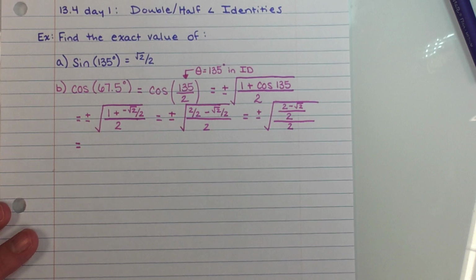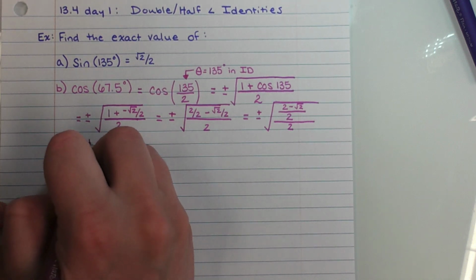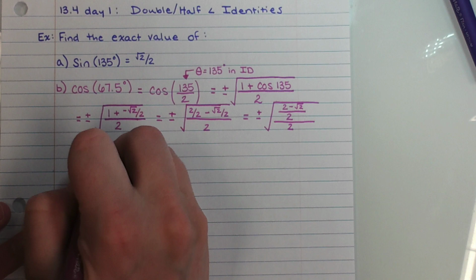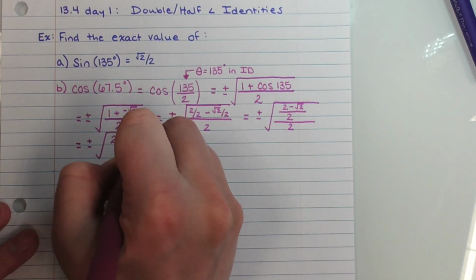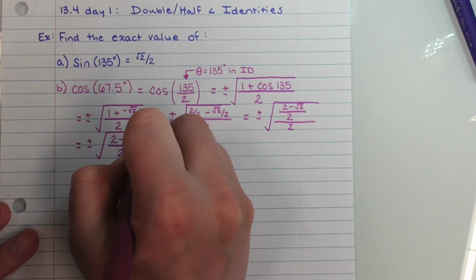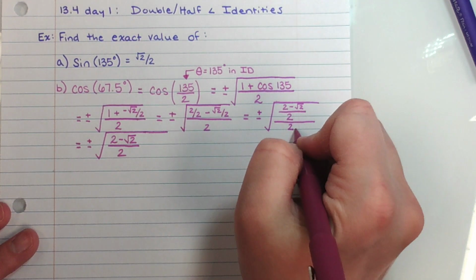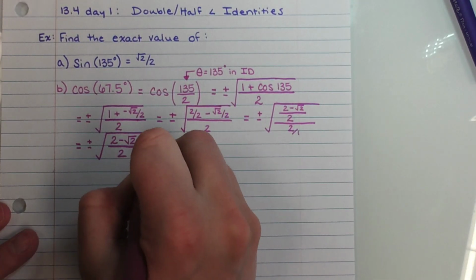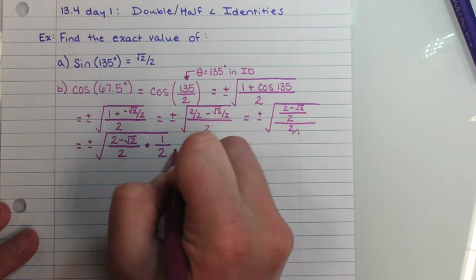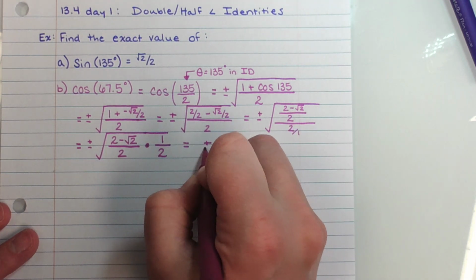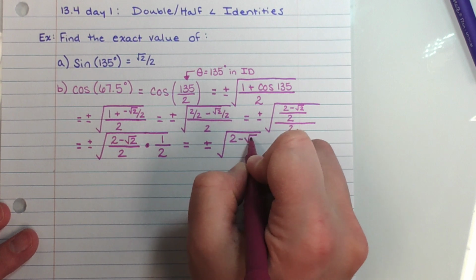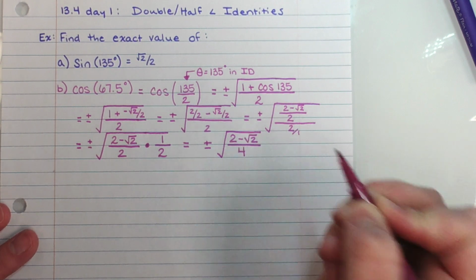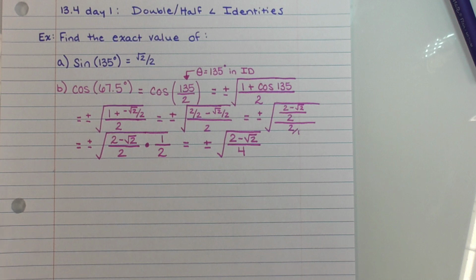Okay, to divide fractions, multiply by the reciprocal. Now there's going to be a little cheat that we can work with here, because 2 minus square root of 2 all over 2, it was divided by 2, which is 2 over 1. Flip that fraction, becomes 1 over 2. And to multiply fractions, you multiply straight across. So I get 2 minus square root of 2 all over 4.